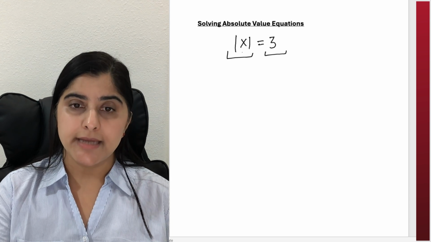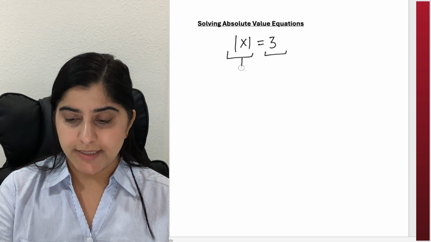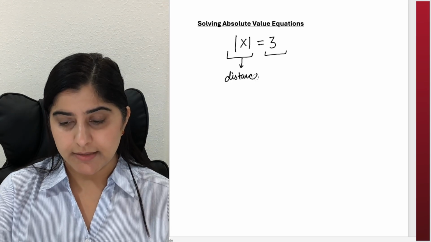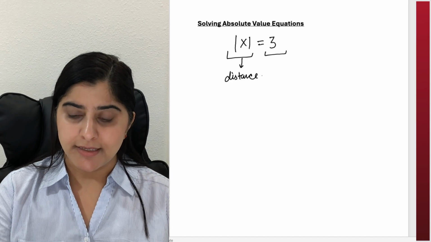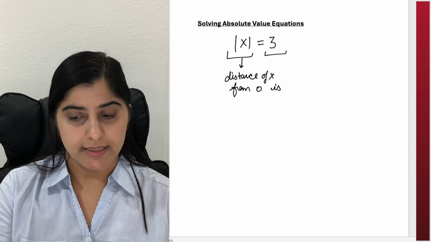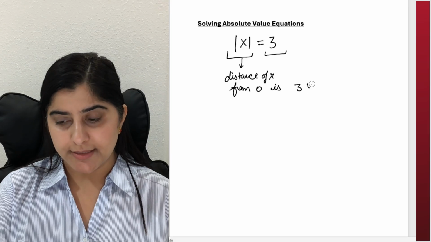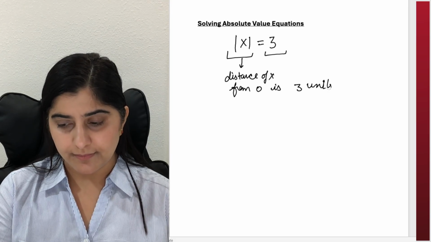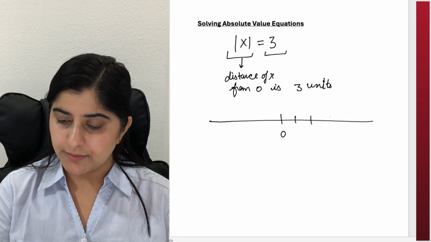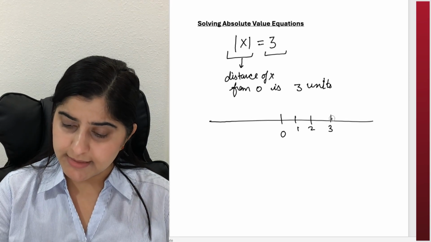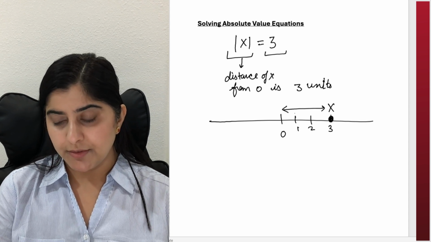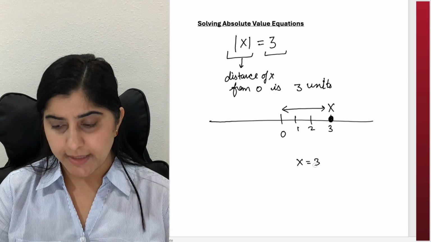We have x inside the absolute value. So how do we read this? That means the distance of x from 0 is, so absolute value is the distance. The distance of x from 0 is equal to 3, is 3 units. So if we graph this, this is 0, 1, 2, 3. So that means x will be here, because this distance is 3 units, that means x is equal to 3.